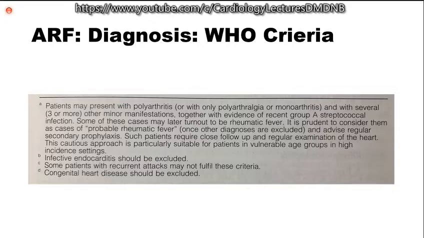So I think that's about the different criteria for the diagnosis of acute rheumatic fever, the initial episode, and then what is meant by relapse, what is meant by recurrence, and what are the different criteria put forward by AHA and WHO. WHO criteria is a bit old, so I would recommend that you rely more on the AHA criteria.